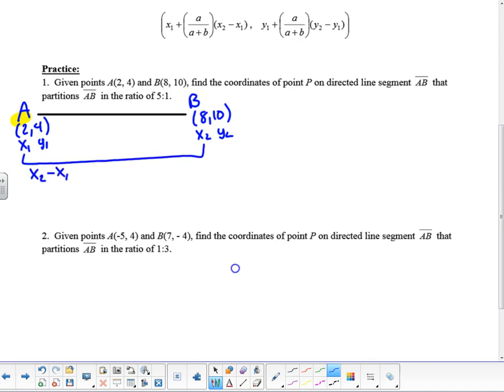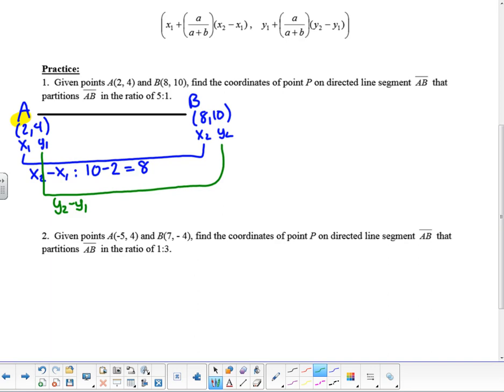So x2 minus x1, which is what? 10 minus 2 equals 8. That's our x component. Let me get a different color here. We'll do the y's. So now we've got y2 minus y1. So that would be, oh, I didn't do the right one for x.